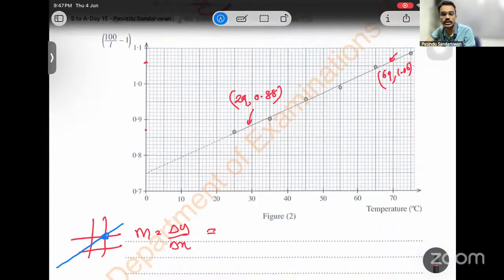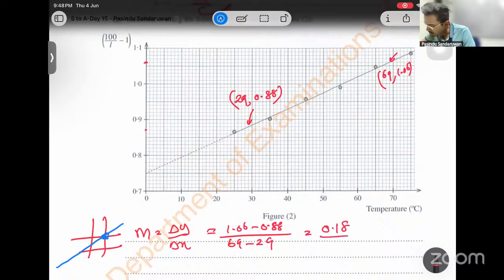Now delta y is 1.06 minus 0.88 over delta x, 69 minus 29. Simplify this. 1.06 minus 0.88 means 0.18. And 69 minus 29 is 40. This is the gradient of the graph. We don't need to simplify this further.